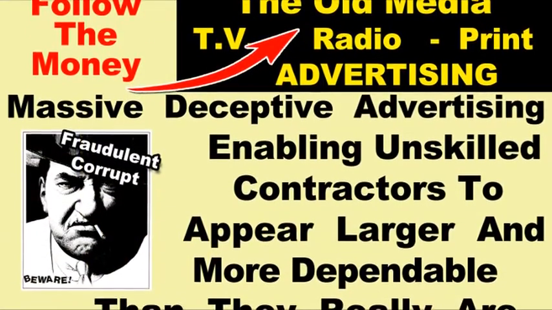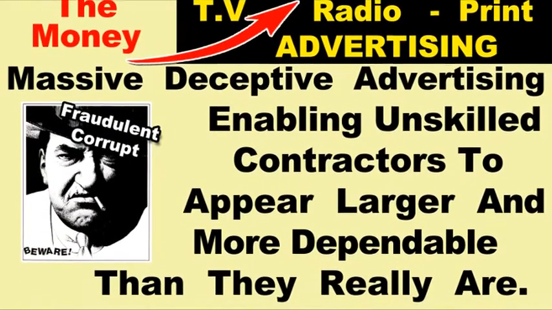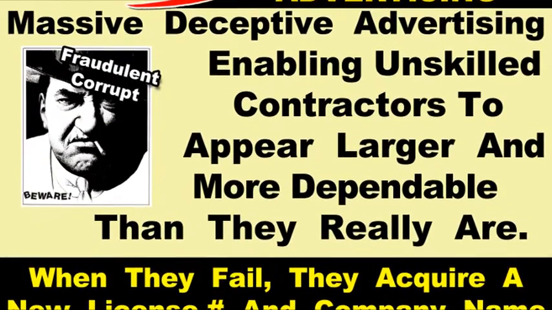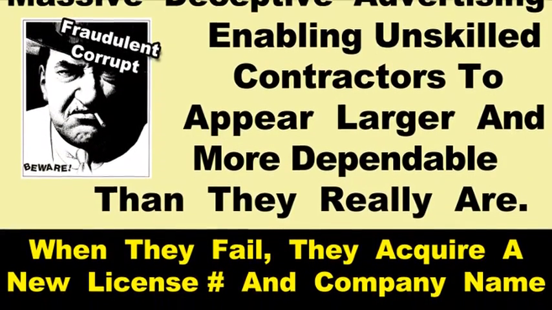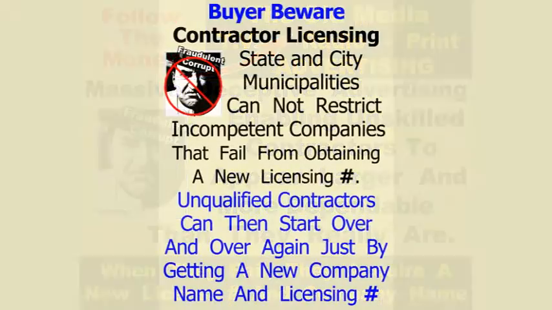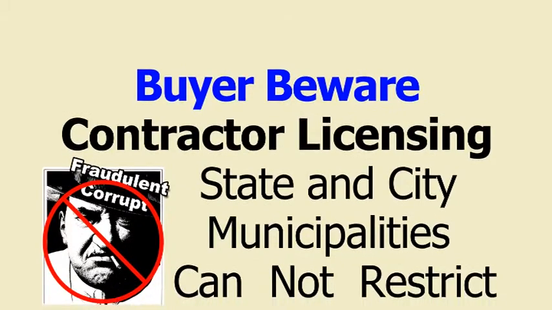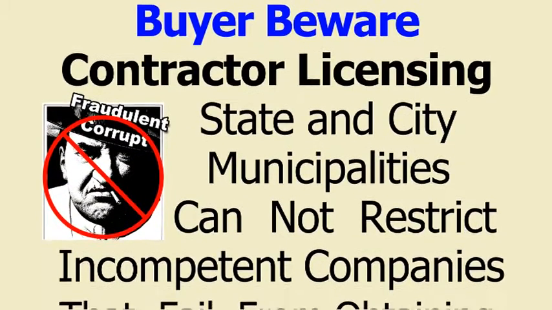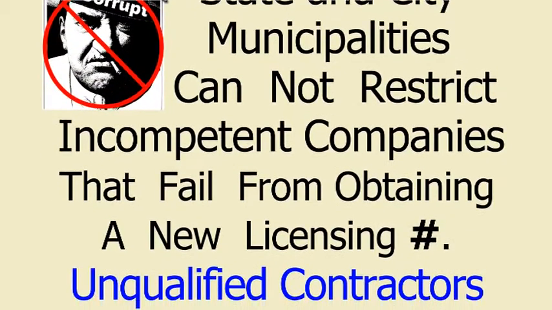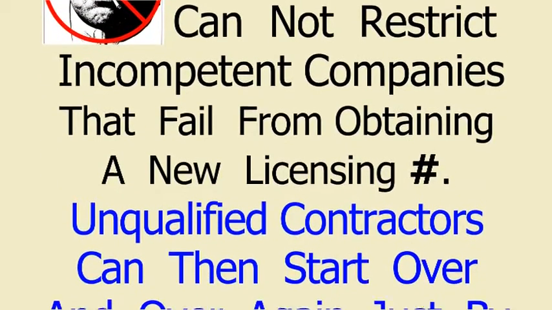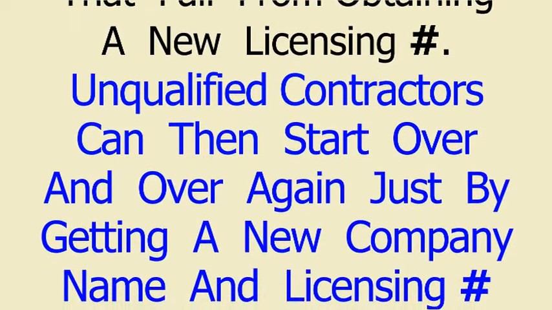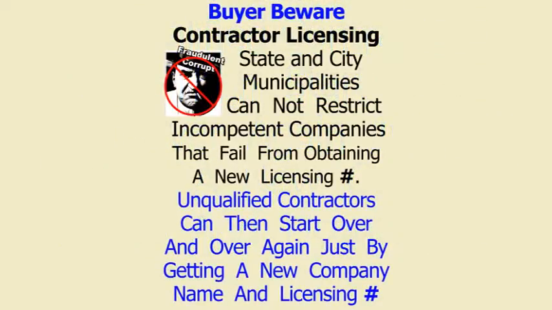TV, radio, print advertising. Massive deceptive advertising enables unskilled contractors to appear larger and more dependable than they really are. When they fail, they acquire a new license number and a new company name. Buyer beware. Contractor licensing. State and city municipalities cannot restrict incompetent contractors that fail from obtaining a new license number. Unqualified contractors can then start over and over again just by getting a new company name and license number.